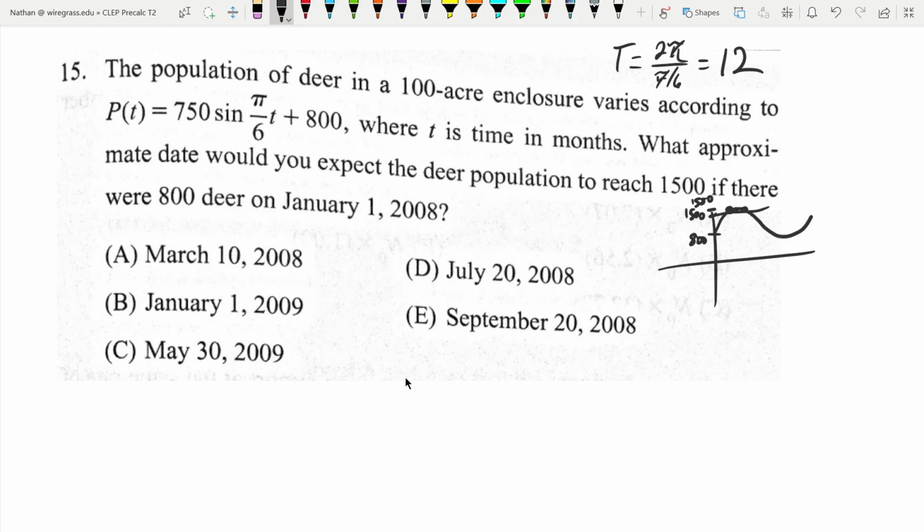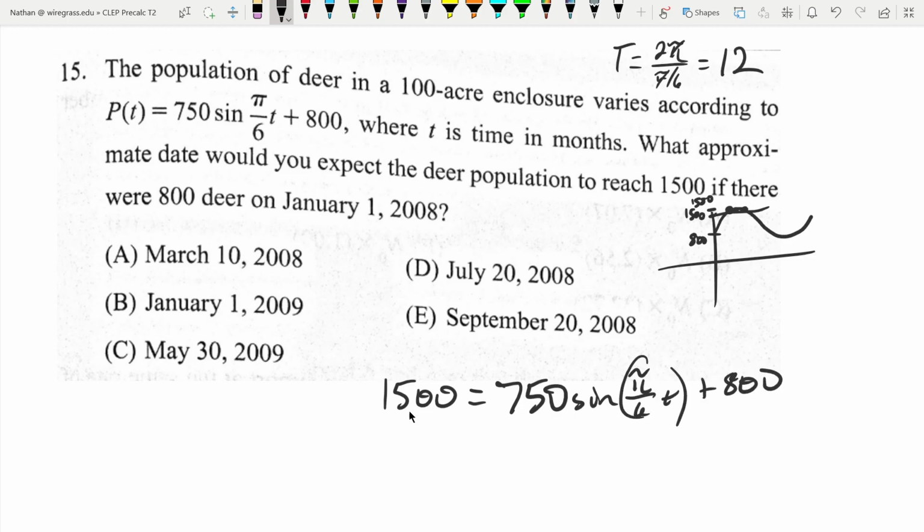Okay, so let's go ahead and plug this in. 1500 is the population: 750 sine of pi over 6 t, plus 800. So I'm going to subtract 800, then divide by 750. That gives me 700 over 750. So divide by 50, that's going to be 14 over 15, I believe.